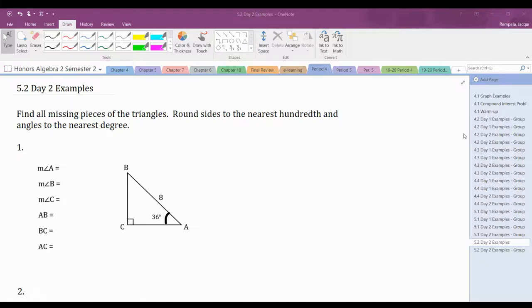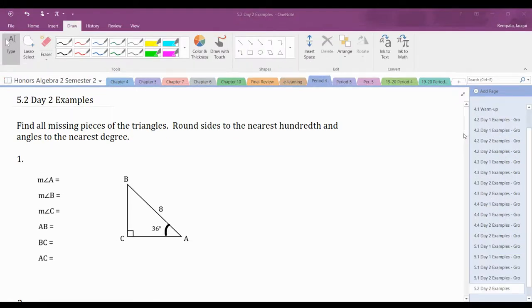Today we are going to continue looking at section 5.2, and we are going to be finding missing pieces of triangles. Okay, so we're going to round sides to the nearest hundredth. So once again, that's 2 decimal places, and then we will find angles to the nearest degree.